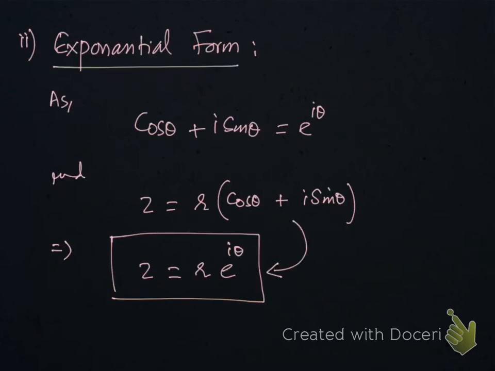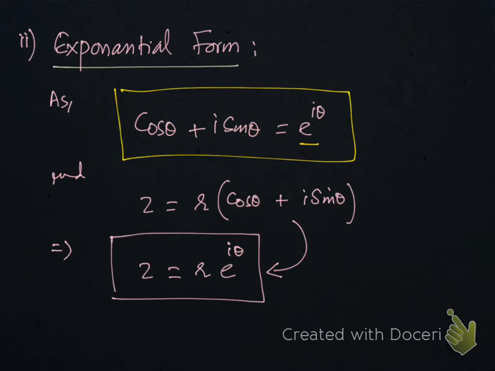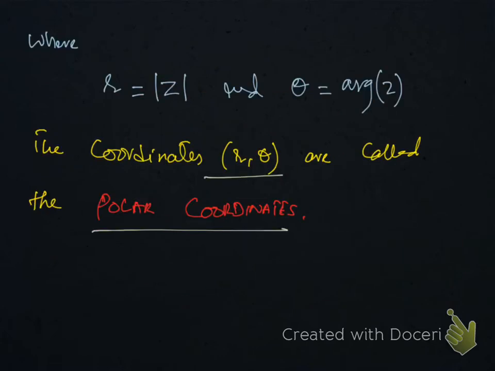Exponential polar form. This is the rule: cos theta plus i sin theta is equal to e to the power i theta. So by replacing cos theta plus i sin theta in the polar trigonometric form, we can have this exponential form. This exponential form is r times e power i theta, where r is modulus z and theta is argument z. The coordinates r and theta are called the polar coordinates. Make sure you remember the name of the r theta coordinates. They are known as the polar coordinates.